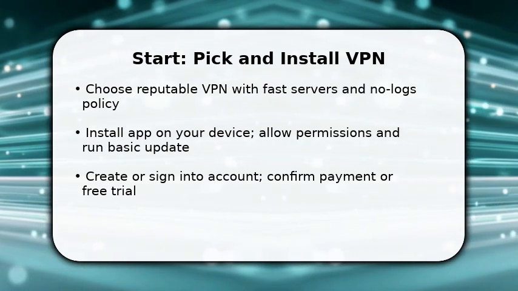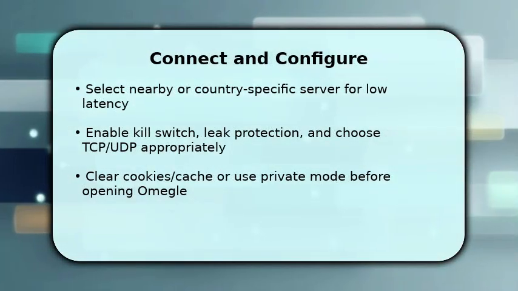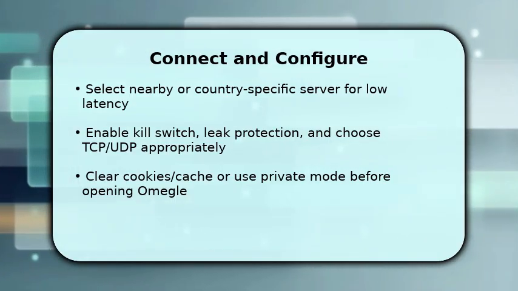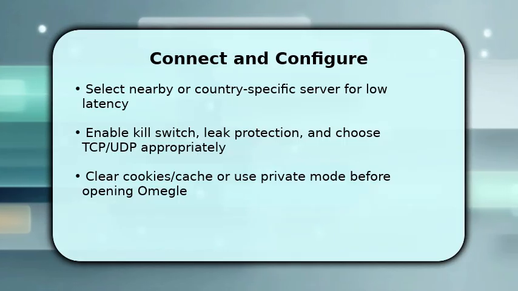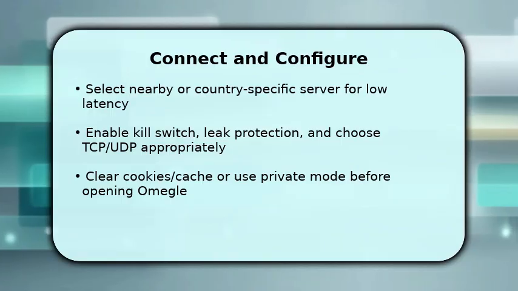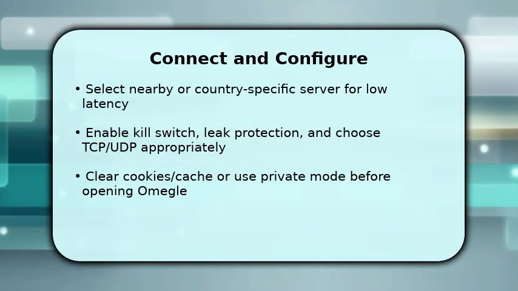Open the VPN and choose a server near your location for lower latency, or switch to a country where Omegle isn't blocked if needed. Next, enable the kill switch and DNS/IP leak protection so your real IP never exposes you mid-chat. Once settings are set, pick the faster protocol, UDP for speed or TCP if stability matters, and then clear browser cookies or open a private window.